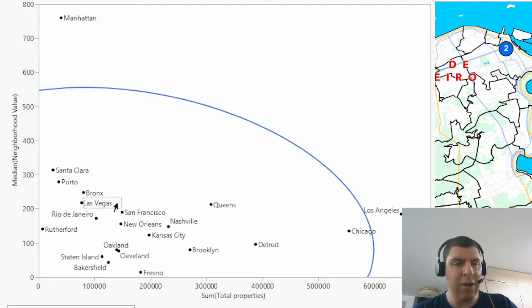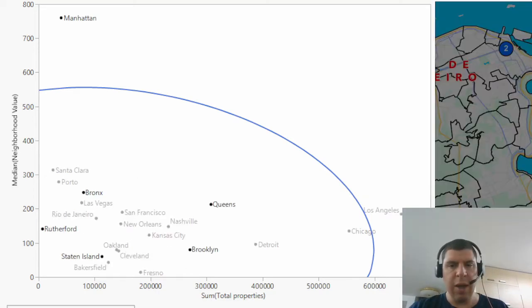We can see here San Francisco is actually quite in the middle of the pack in terms of the number of properties as well as the median neighborhood value. And next I have highlighted the 5 different boroughs in New York in addition to Rutherford, and we can see in terms of the total number of properties and the median values that it's quite spaced out. If you were able to mint properties in any of these releases, you were able to find something for everybody.